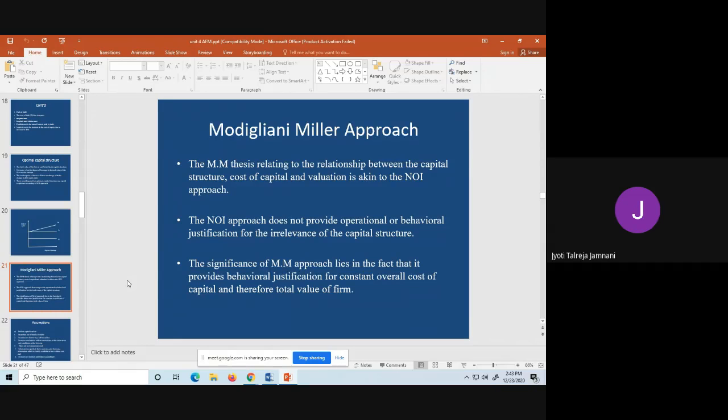So arbitrage is a process where you buy from one market where the prices are low and you sell in the other market where the prices are high. And by doing this, you will gain out of it. So we call it as arbitrage gain.